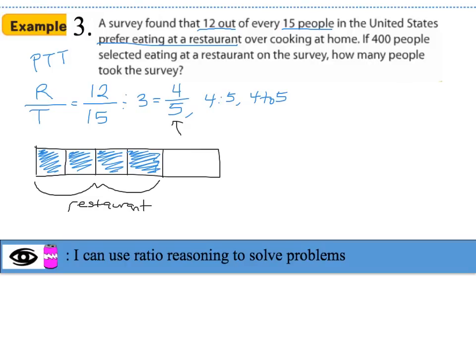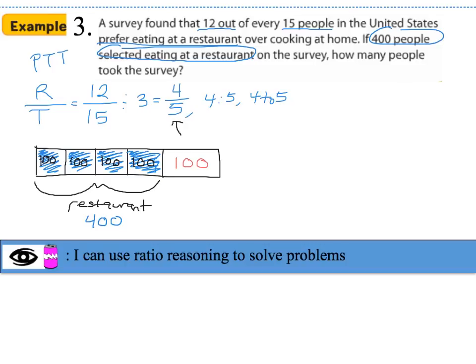When I read the problem, it says 400 people selected eating at a restaurant. So I know that the blue region is worth 400 because 400 people selected eating at a restaurant. If I take 400 and divide that by 4, because there are 4 boxes, I know that each box is worth 100, because 400 divided by 4 is 100. If each box is worth 100, then the last box is also worth 100.